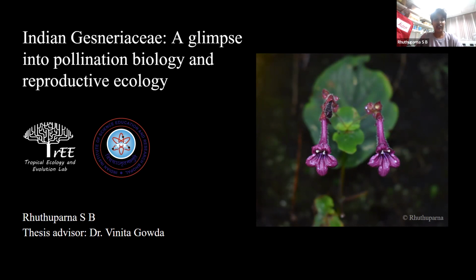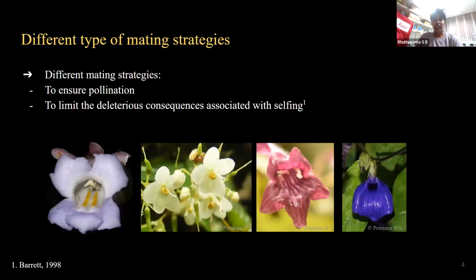I'll try to give a glimpse of the diversity of mating strategies exhibited by Old World Gesneriaceae and why it is important to study them. Before getting into the types of mating strategies exhibited by the Old World Gesneriaceae, I would like to give an introduction on what a mating strategy is and what different types of mating strategies are present.